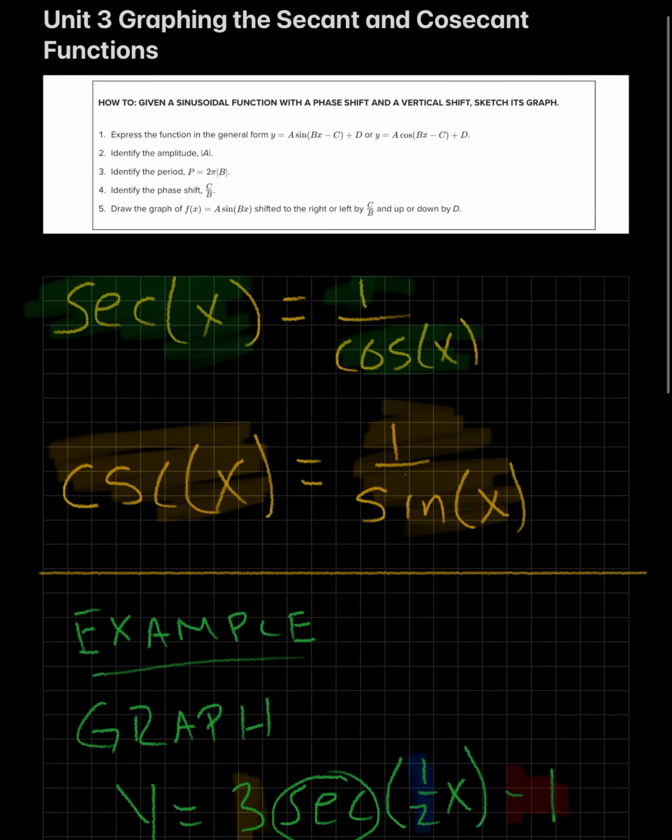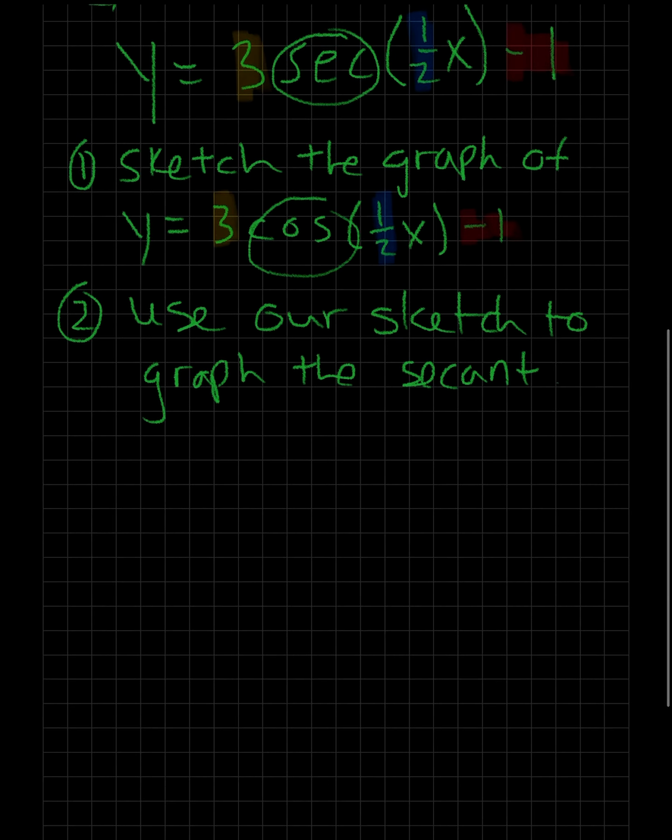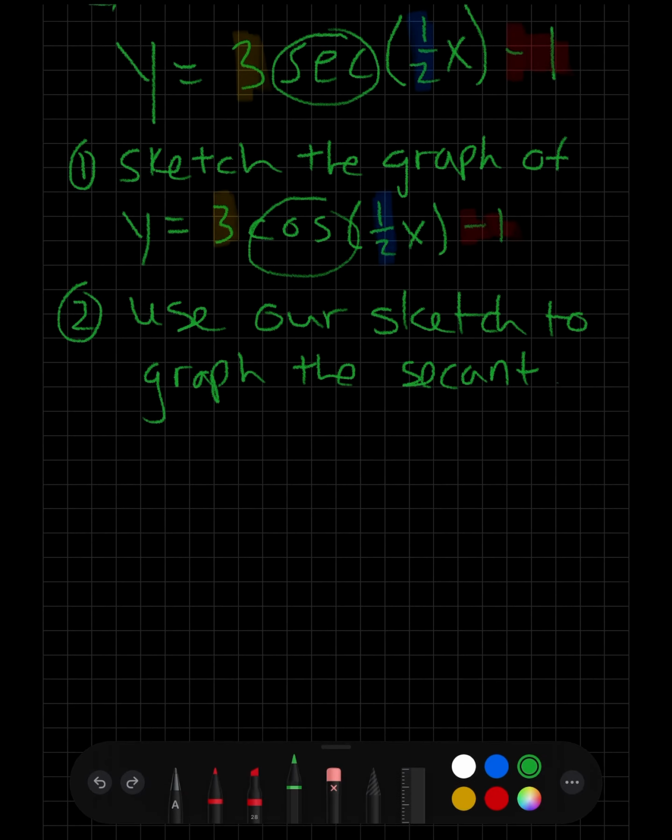So let's review our instructions for what we're going to do here. To graph this cosine, we're going to find our amplitude, our period, our phase shift, and then we're going to shift the graph to the left or right by C over B and up or down by D. So let's find our amplitude and our period, and then we'll be able to handle this. So excited, you guys. This will be good practice for those of you who are still struggling with how to graph the cosine as well. Okay, so let's tackle that.